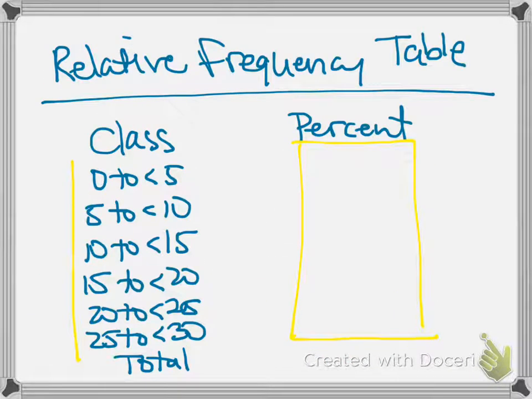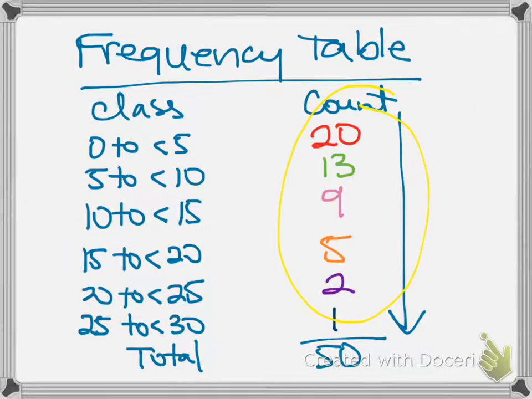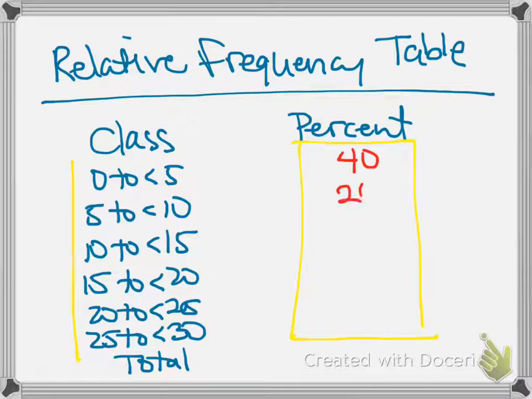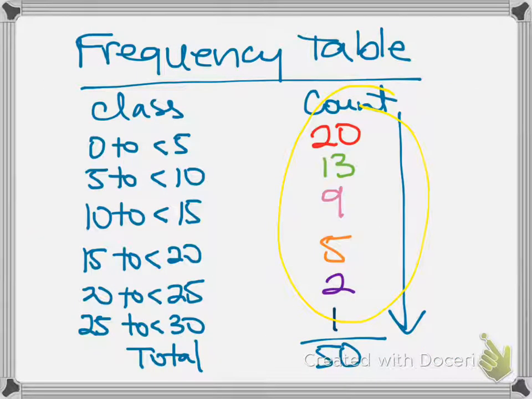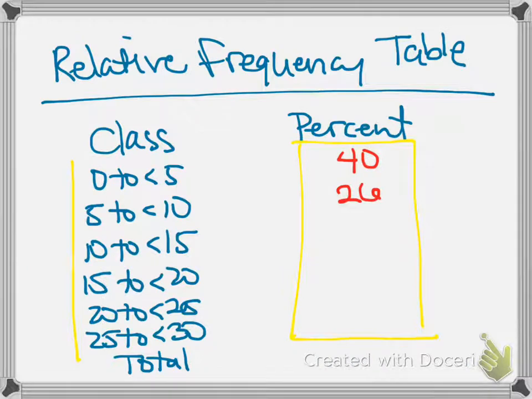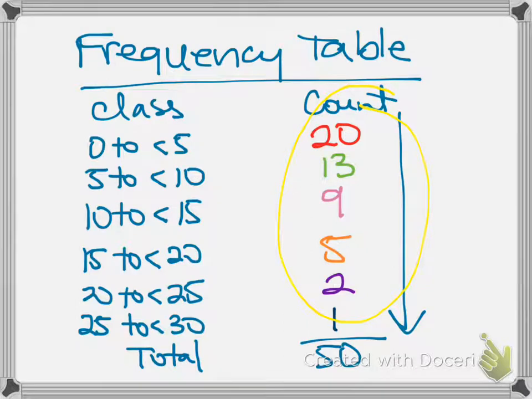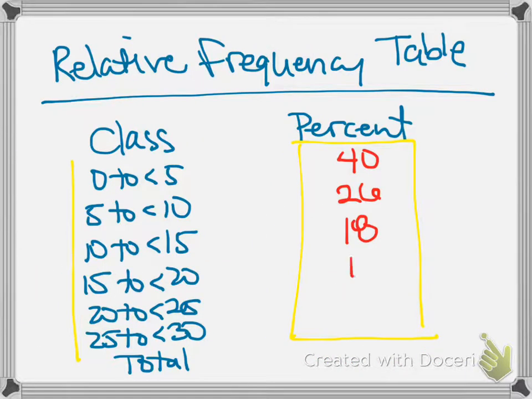So in our relative frequency table, in bin 1, we've got 40% of our data there. In bin 2, we have 13 states, which translates into 26%. And then in bin 3, we've got 9 states, so that's 18%. And then in the last 3 bins, we'll have 10%, 4%, and 2%. And then, of course, if you add all those percentages up, you sure had better get 100%, or something has gone terribly wrong.